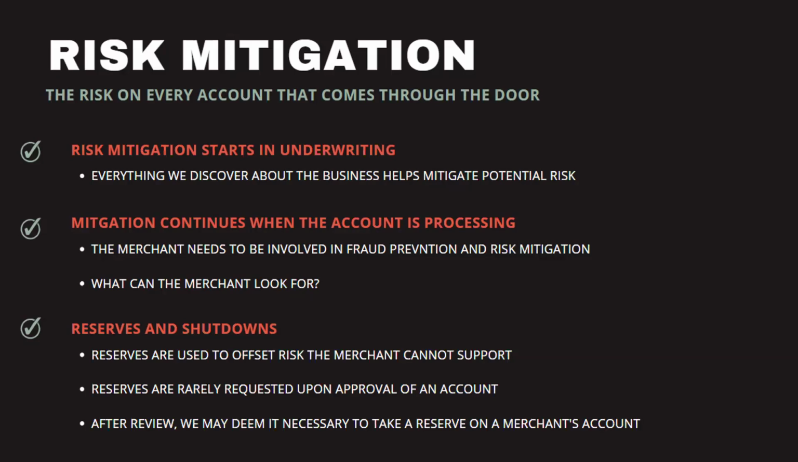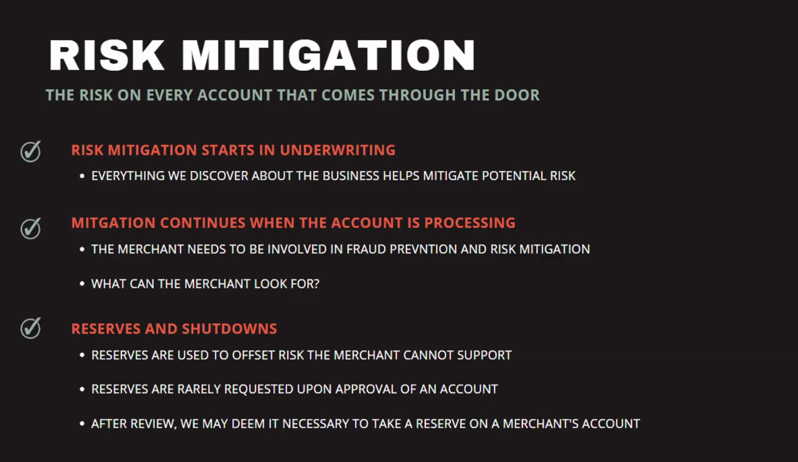And then there's reserves and shutdowns. EPI may feel it necessary during review to take a reserve on a merchant's account. It's not everyone's favorite result, but it is something that we do need to do sometimes. We'll take reserves in one of three ways: by holding back all of the merchant's batches, we'll place a debit on the merchant's bank account directly, or we'll set up a merchant on a rolling reserve to build the reserve from their batches, and then it hits a target amount and shuts off automatically.